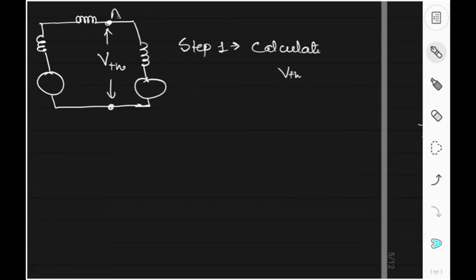Suppose this is A and B, across AB. Now in the next step we need to find XTH. And when you are finding XTH, you need to short circuit all the voltage sources and open circuit all the current sources.